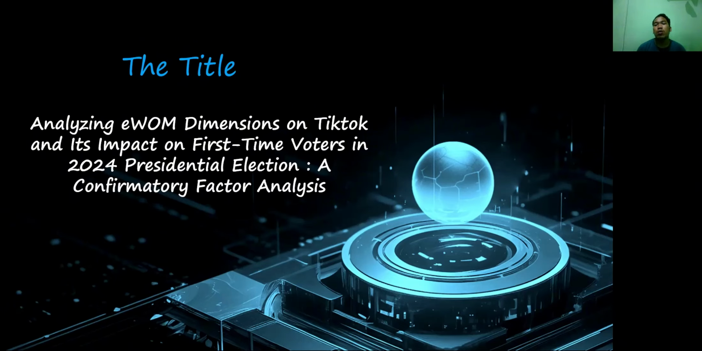And we want to know what is the impact on first-time voters in 2024 presidential election with the confirmatory factor analysis. What is the confirmatory factor analysis? Confirmatory factor analysis is the statistical technique that assesses the relationship between observed variables and latent factors. Okay, next.